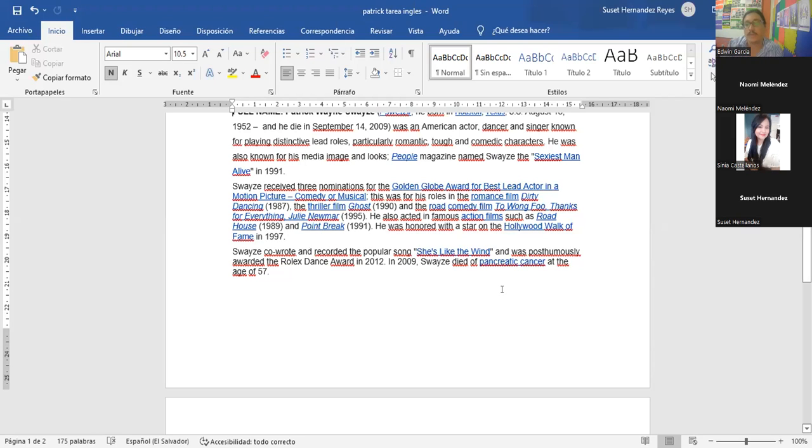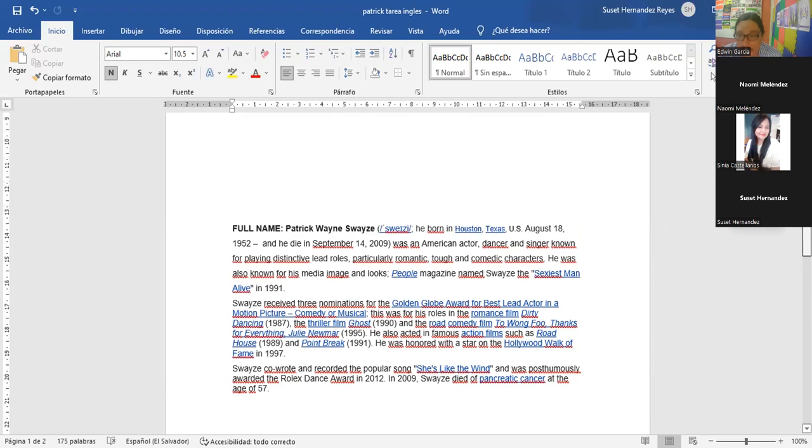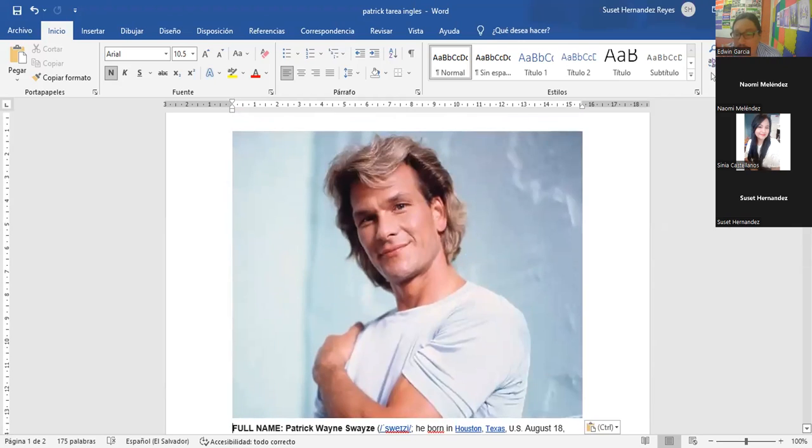Okay, very nice. So complete your information about Patrick Swayze. There is something interesting in your document, and it is the pronunciation, according to the IPA, for his last name. You can take a look at this part. You have Swayze. Okay, is that the pronunciation for this? And I think this information comes from Wikipedia.